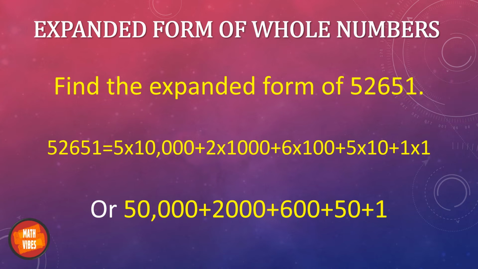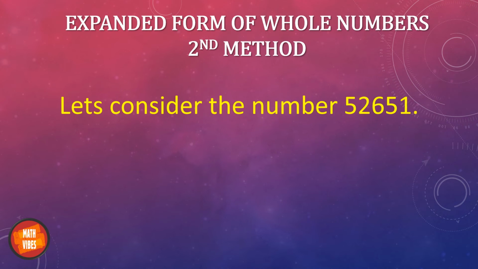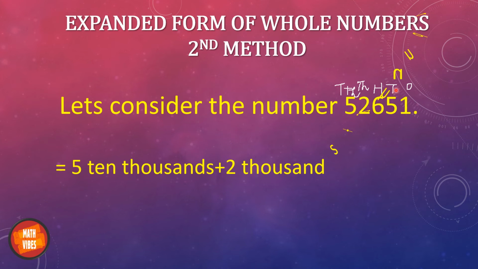But if you want to do the same question with the second method, how will you do it? First of all, you have to write down the places. So ones, tens, hundreds, thousands, and this is 10,000. After writing all the places, it is very easy. You just have to write 5 10,000s plus 2,000s plus 600s plus 5 tens and plus 1 one.